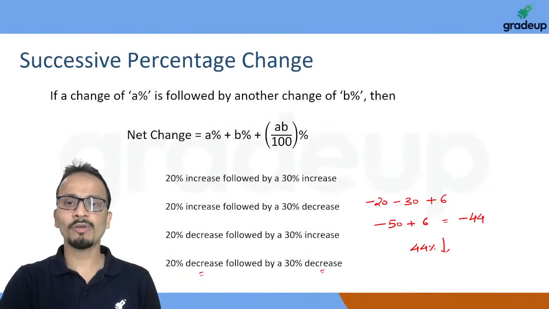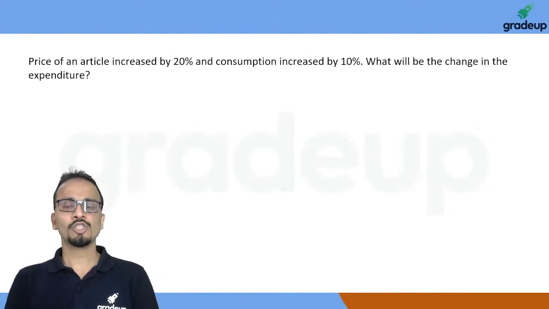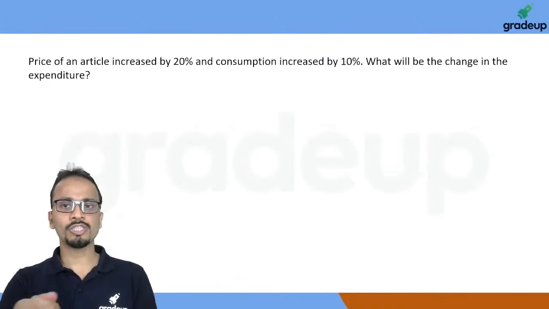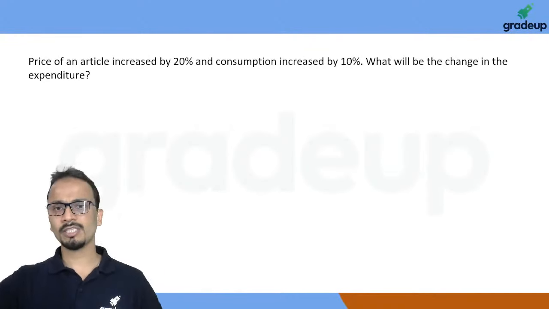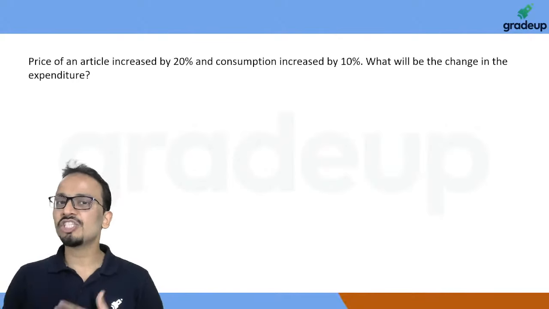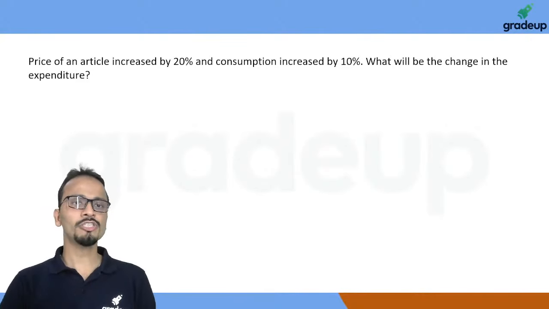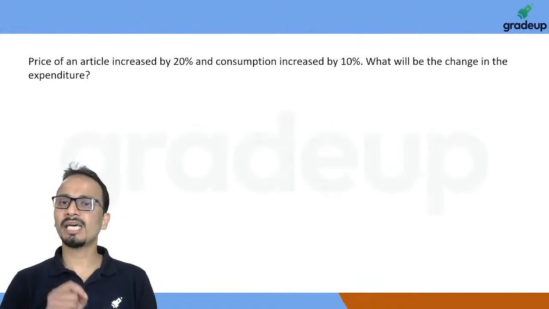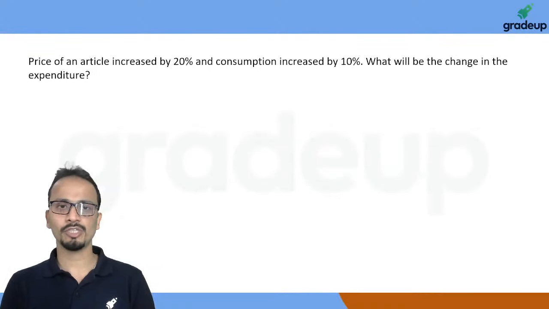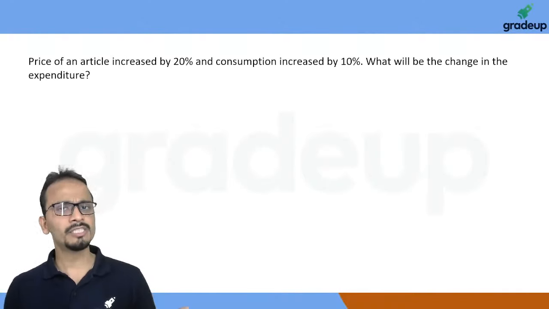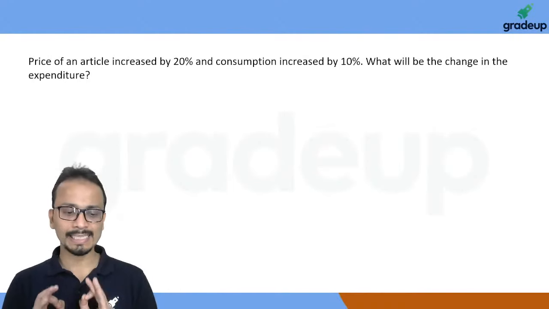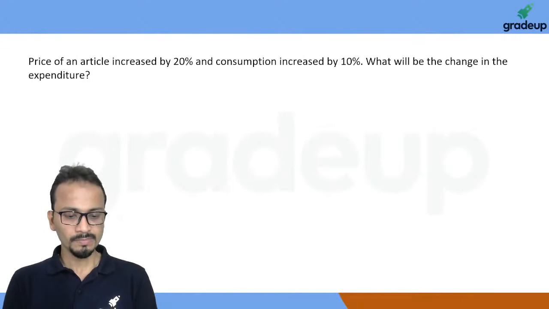Now let's have a look at the application of this particular thing. Yesterday we saw questions like this, and this is another variation of that question. The question says that the price of an article increased by 20% and consumption increased by 10%. So there is a change in price and a change in consumption. We have to find out what will be the net change in the expenditure.